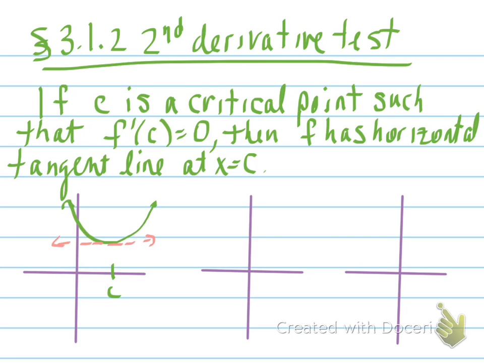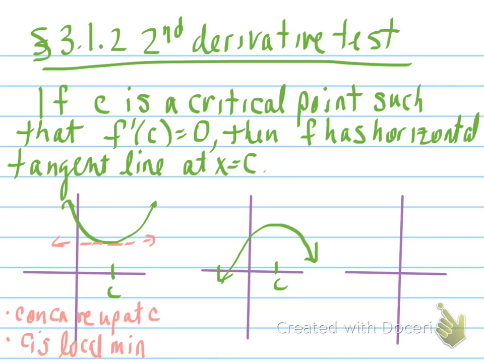Here's a nice example of a function that has a horizontal tangent line at c, and let's notice something about it. First of all, it's concave up at c, and c is a local min. Now here's another nice function that has a horizontal tangent line at c. Let's notice something about it. It is concave down at c, and c is a local maximum.